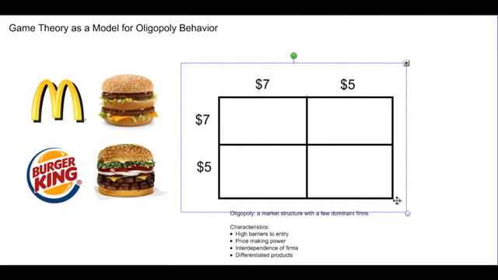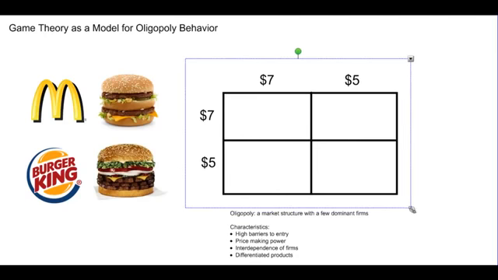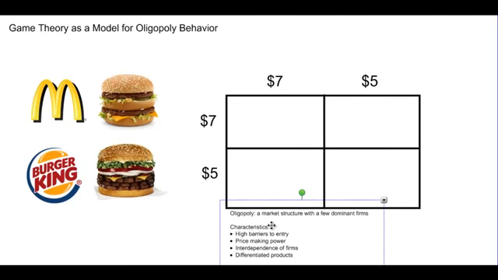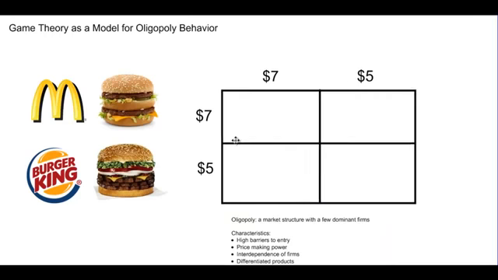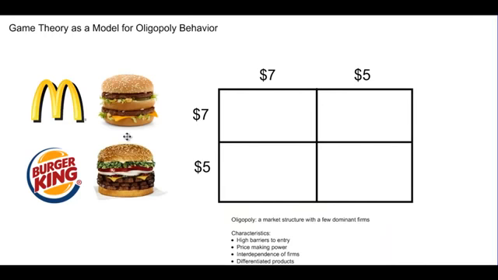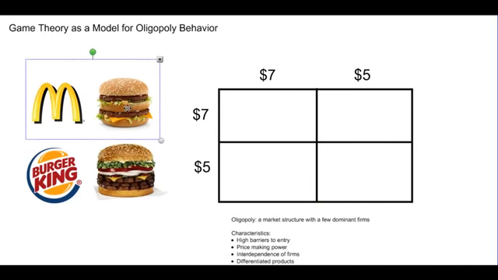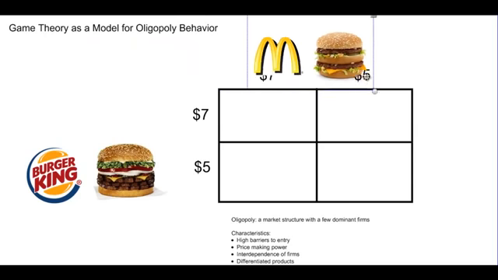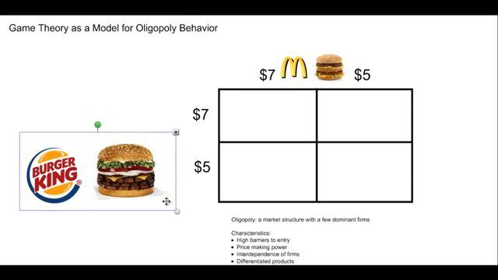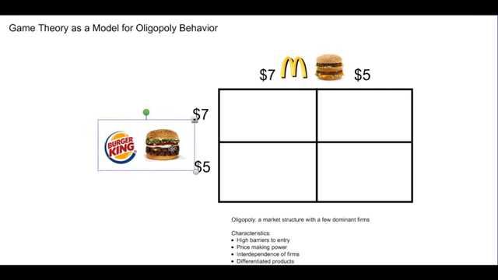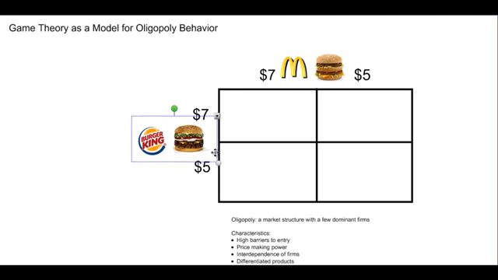Today we're going to be studying the behavior of two firms, McDonald's and Burger King, in the market for hamburgers. The firms have a decision to make. They must decide whether they're going to charge $7 for their meals or $5 for their meals. Both the decisions of McDonald's and Burger King will be represented in a table known as a payoff matrix. In our payoff matrix, we can see that McDonald's can either price its Big Mac meal at $7 or $5. Likewise, Burger King, the competitor of McDonald's, can price its Whopper meal at $7 or $5.